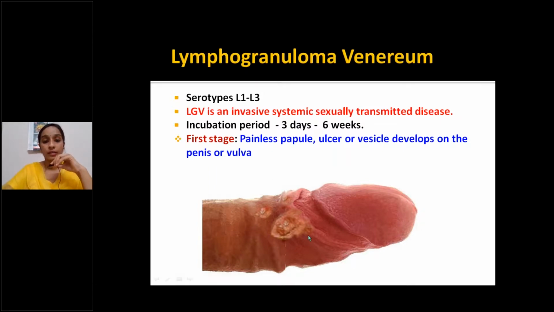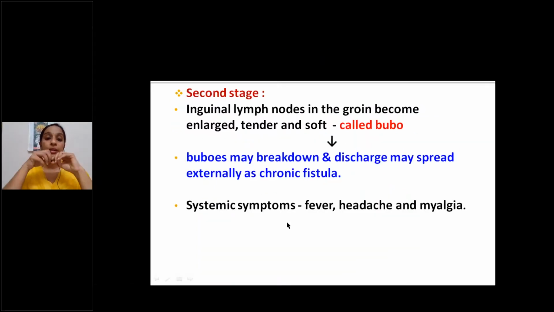See, these are the ulcers of LGV in male. Next, coming to the second stage, this is the main crucial stage of LGV. I already told you this is invasive, so it spreads to regional lymph nodes, which are the inguinal lymph nodes. They become enlarged, tender, and soft, called buboes. After a few days, buboes may break down and discharge fluid externally as a chronic fistula. In this stage, we can see systemic symptoms like fever, headache, and myalgia.